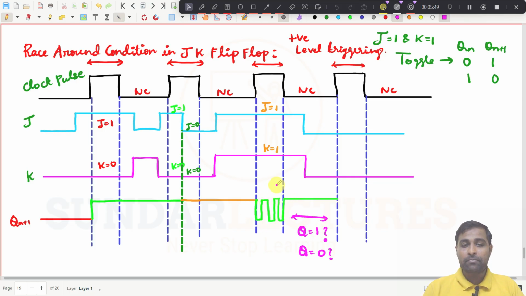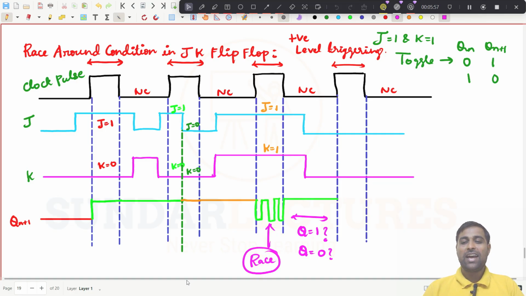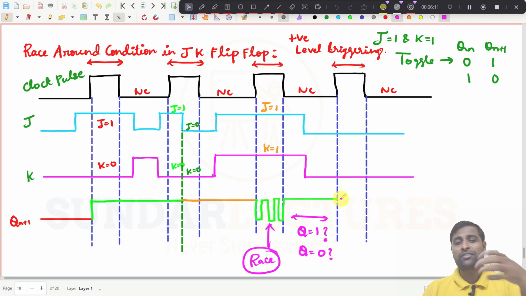And also here there is a toggle. This is race. This is race condition. The output will be toggling between 0 and 1 until this clock pulse is live. And also you cannot say what the output of the flip flop is at this period. Either it can be 1 or 0, that depends on the propagation delay. So there are two problems here. One is toggling, a race around condition is coming here, and we cannot determine or predict what the output of the flip flop is at this period.